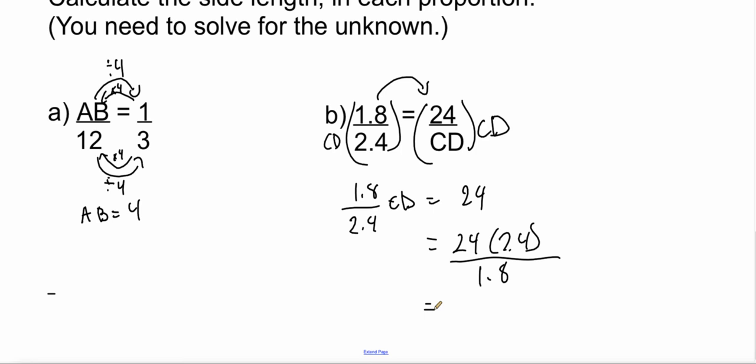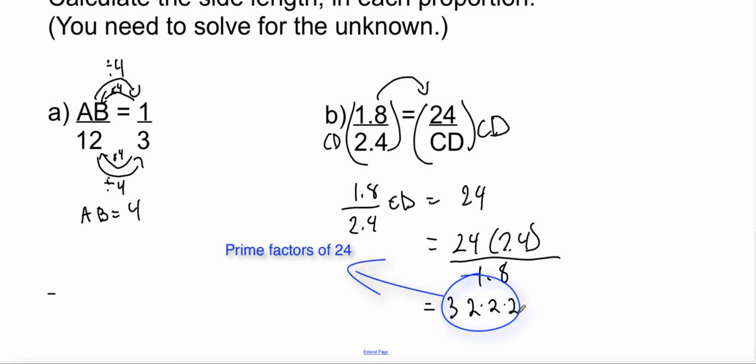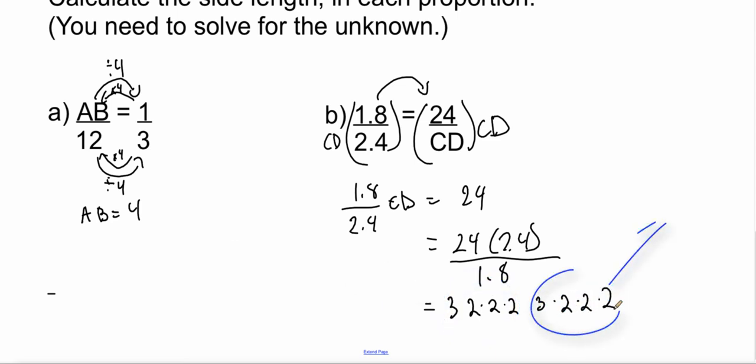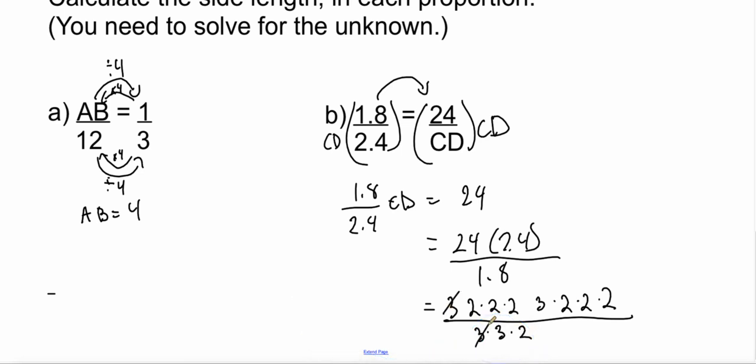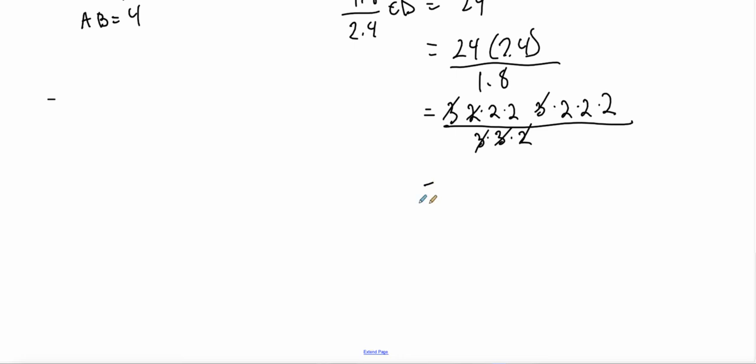So 24 is the same as 3 times 8, which is 2 times 2 times 2. And 24 again is 3 times 2 times 2 times 2. Those are the common factors. And on the bottom we're going to have 3 times 3 times 2 is 18. So now that I have my prime factors, I'm going to start canceling off. 3 divided by 3 is 1. 3 divided by 3 is 1. 2 divided by 2 is 1. And I'm going to be left with, altogether, 2 times 2 is 4 times 2 is 8 times 2 is 16. And then times 2 again is 32. So I'm going to be left with 32 is equal to side CD.